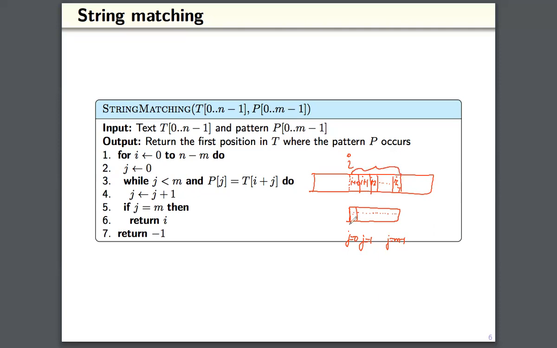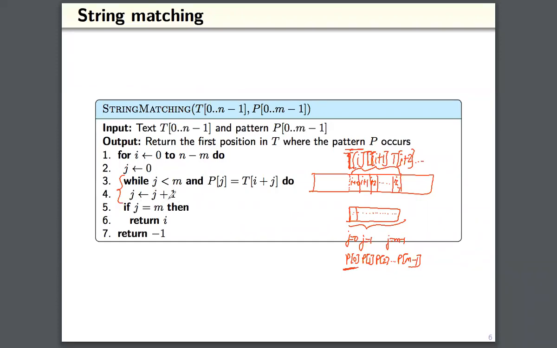Characters of text, and this is J, J is equal to 0, J is equal to 1, so on. So this is P of 0, P of 1, P of 2, so on up till P of m minus 1. And what about this? This is T of I, this is T of I plus 1, this is T of I plus 2, so on up till T of I plus m minus 1. You keep comparing this and this character, right, in a loop, and keep incrementing J.